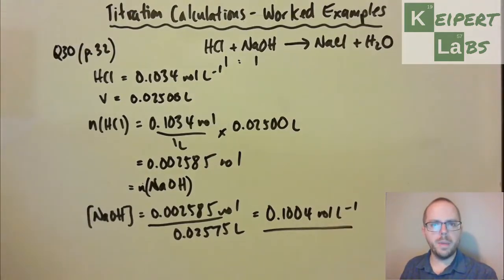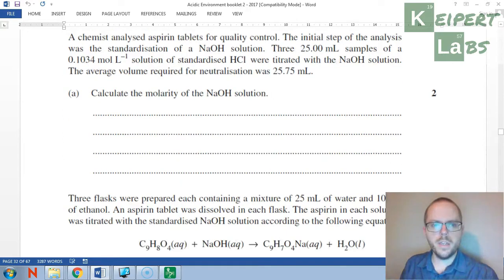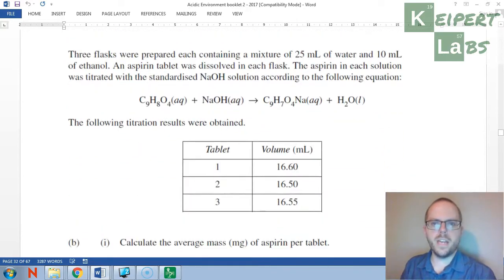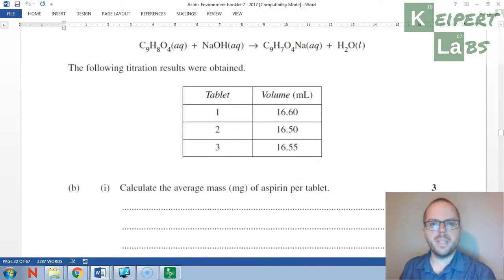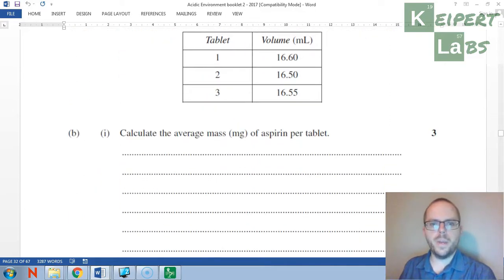So let's look at the next bit. Now that we've standardized our sodium hydroxide solution, we are reacting it with aspirin tablets, looking at 3 tablets. This is the equation that's provided for you. You can see that it's a 1-to-1 ratio of our aspirin and our sodium hydroxide. And so then we've got 3 tablets that were measured. We then have to calculate the average mass in milligrams of aspirin per tablet.